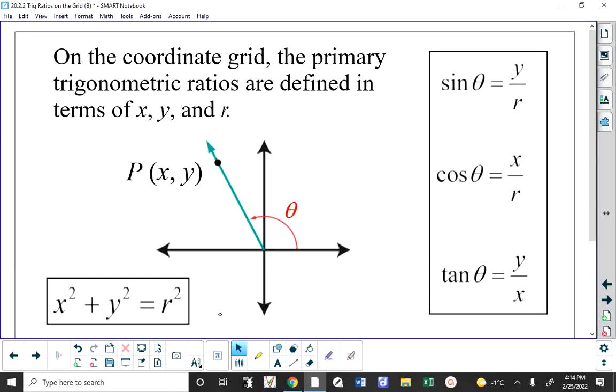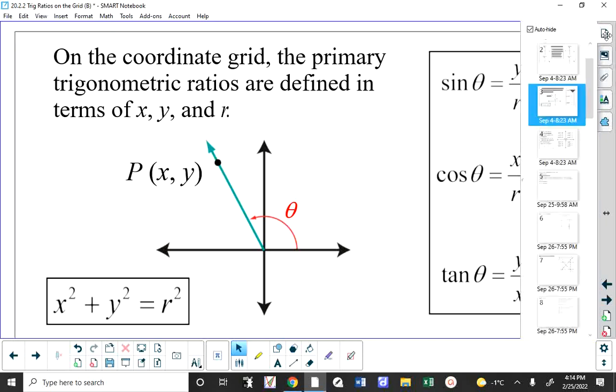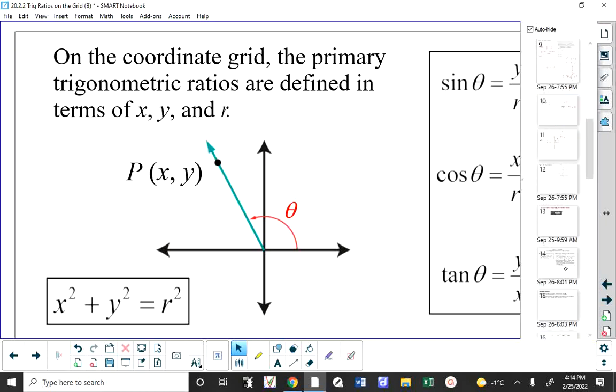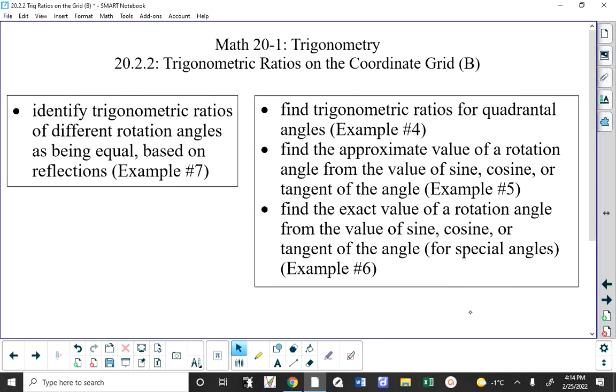And of course, the relationship between x, y, and r is a Pythagorean relationship. x squared plus y squared is equal to r squared. So what we are doing today is continuing to work with those definitions. Just to get something out of the way, we are not going to be dealing with this objective in this lesson. And that means when you get to example 7 in the handout, we're not worrying about it.